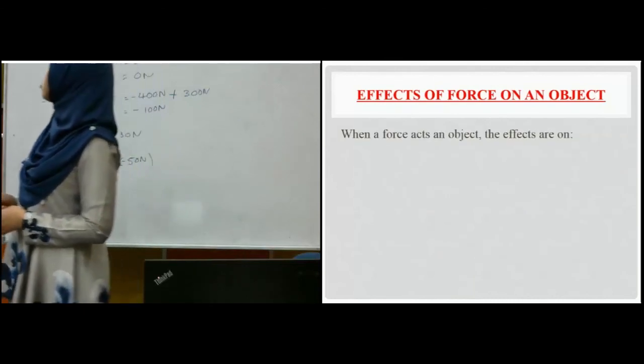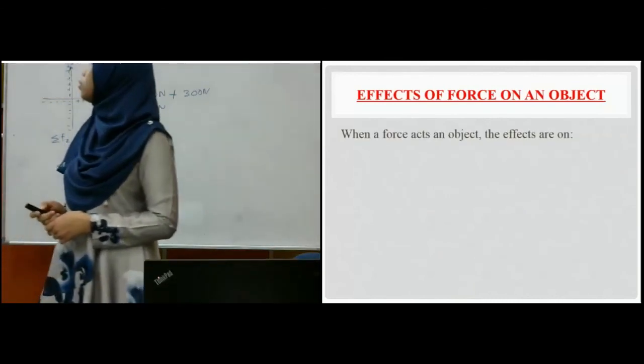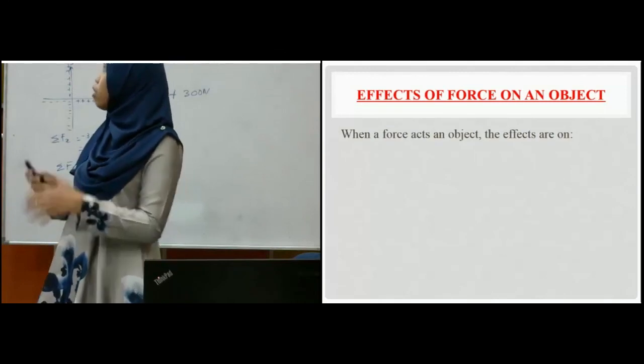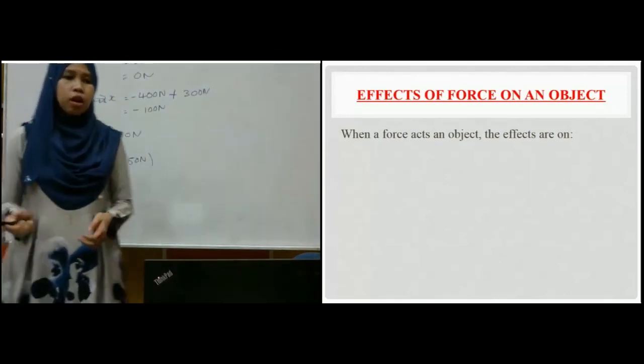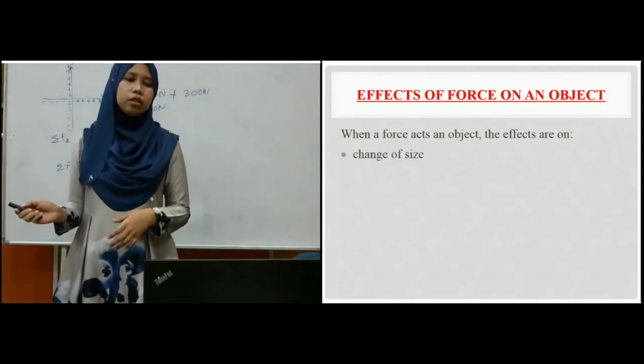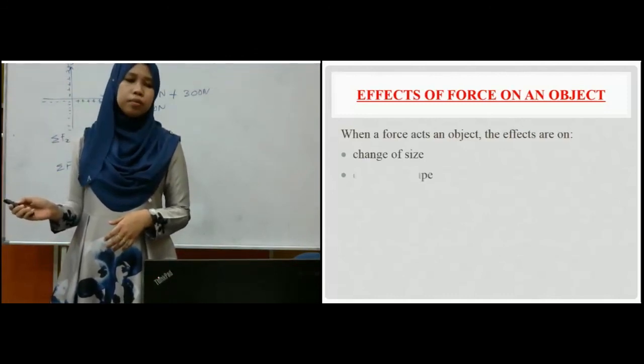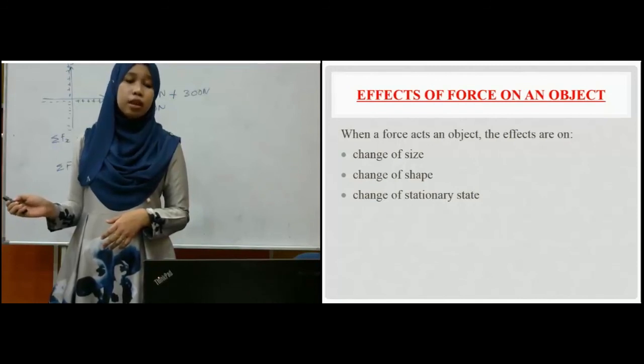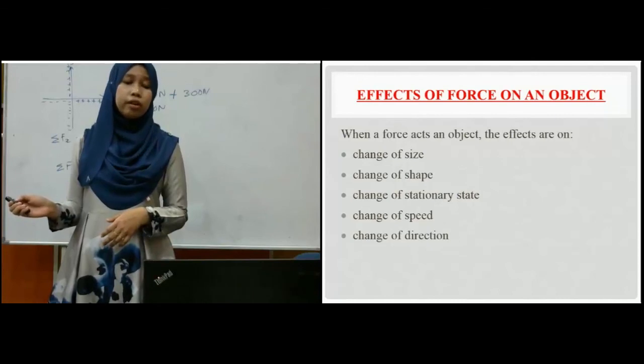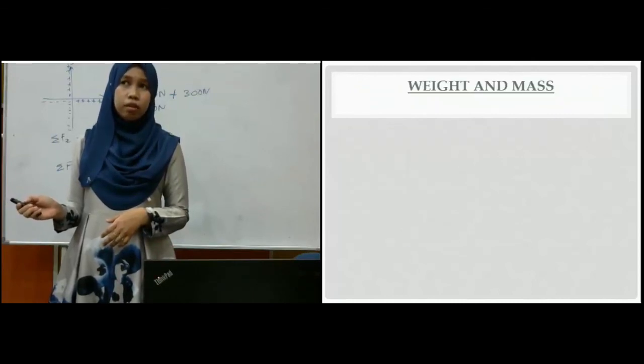Okay, effect of force on an object. When a force acts on an object, the effects are change of size, change of shape, change of stationary state, change of speed, and change of direction. Okay, then weight and mass.